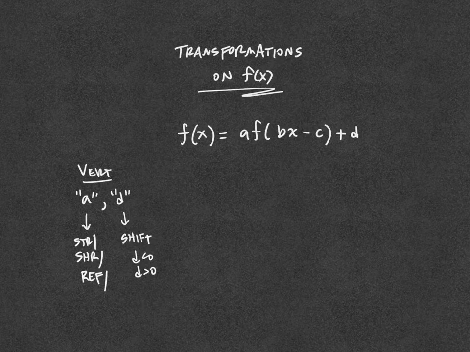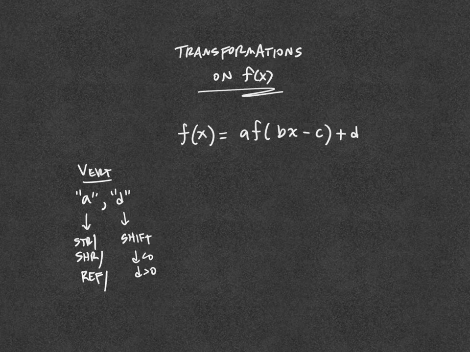If A is between 0 and 1, that's a shrink. If A is greater than 1, that's a stretch. And if A is less than 0, there would be a reflection happening. Now, the order in which transformations can occur in the vertical sense, you always want to start with A first and then work your way out to D.